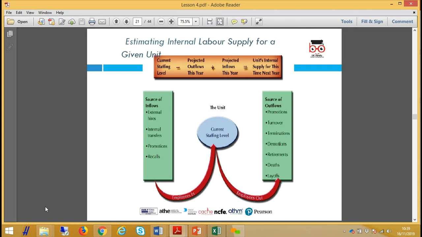Then inflows for the year. How many do you need to recruit? How many are already in the recruitment pipeline? And that will give you your total supply for the year.